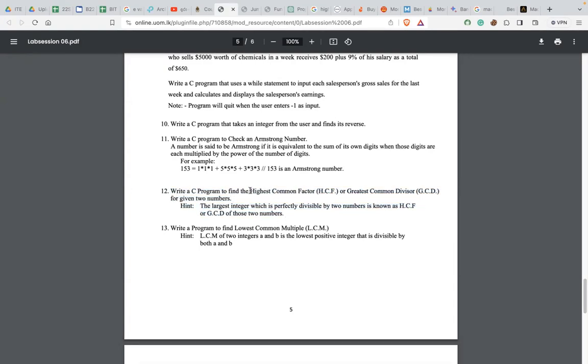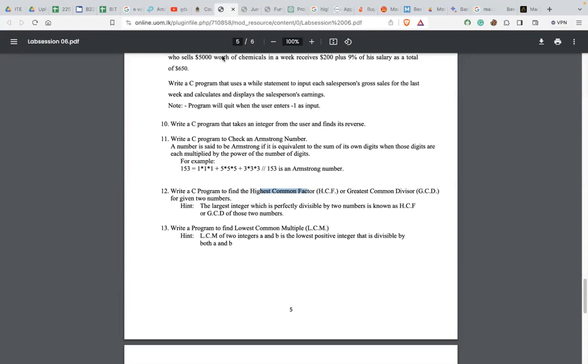Now I think you already know how to find the highest common factor from grade 5 or 8. Okay, you know that in singular term, the highest common factor. Am I correct? Highest common factor, isn't it?